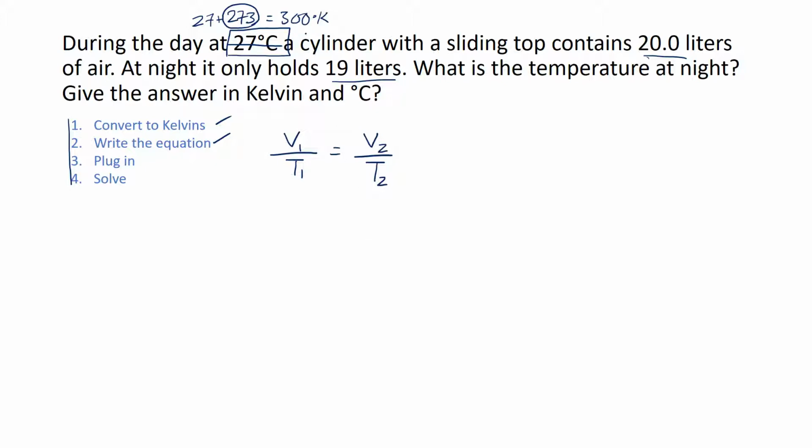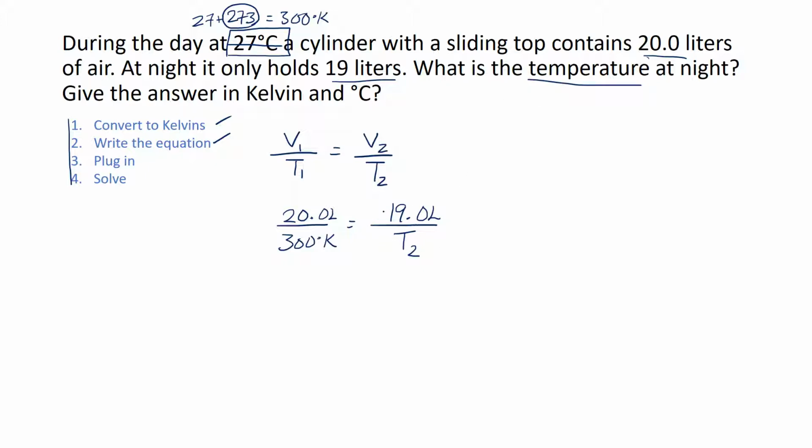Let's go through our numbers. Our very first number is 300 kelvins. So that's the temperature that the cylinder was during the day. That's our beginning temperature. So instead of writing T1, we're going to write 300 kelvins. And then with a sliding top containing 20 liters, that's our beginning volume, because volume is always in liters. So I'm going to write 20.0 liters here, right? That's substituting V1. And then at night it only holds 19 liters, so that's going to be our V2, 19.0 liters. And I don't have any other numbers, so T2 is the thing we've got to solve, which makes sense because it's asking what is the temperature.